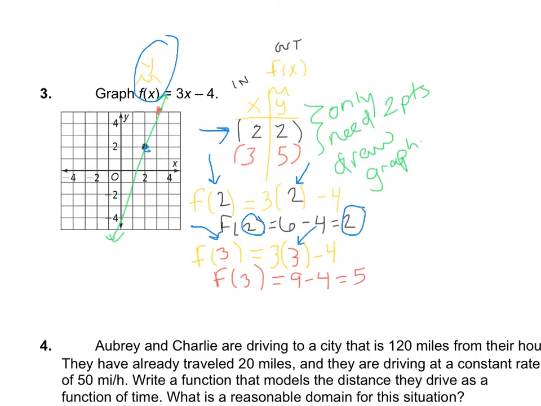Then I chose function notation to plug in 3 for x. And 9 minus 4 was 5. So in went 3, out came 5. That was my second ordered pair. I plot (3, 5). All you need are 2 points. We then drew that line, and we're done.